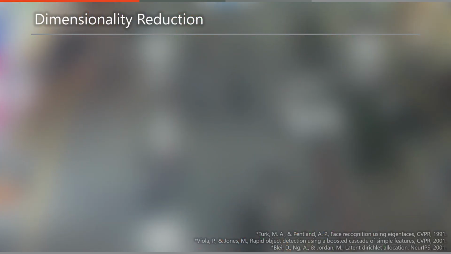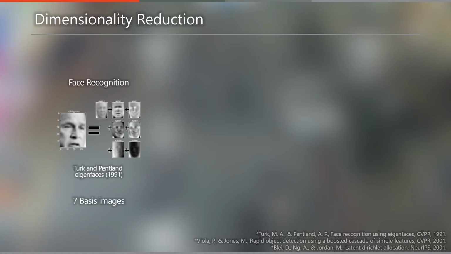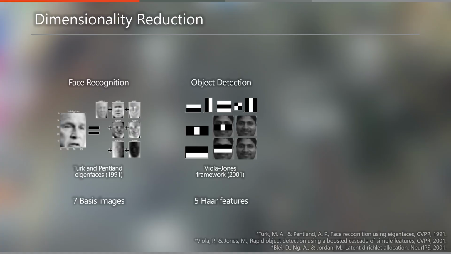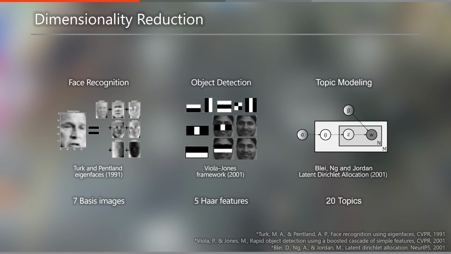Going back a little bit in time, before the advancement of deep learning, various methods were used to extract representative vectors from raw data. We can generate face images using 7 basis image sets, we can detect faces using 5 filters, and we can cluster words within 20 topics. Then a topic arises here. Can we apply this dimensionality reduction methodology to the trajectory prediction task as well?